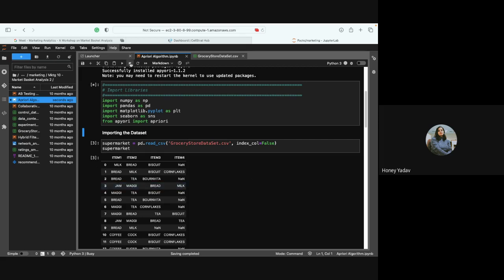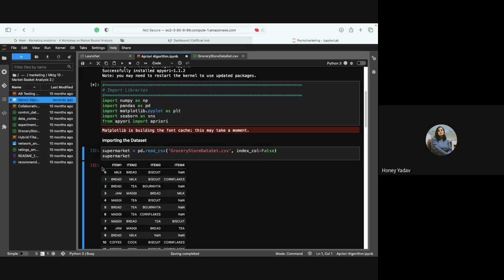So in the next step, you need to import the data set, and there is no header in the data set. The first row starts with the transactional history only. So once this is done, you need to just import your data set.